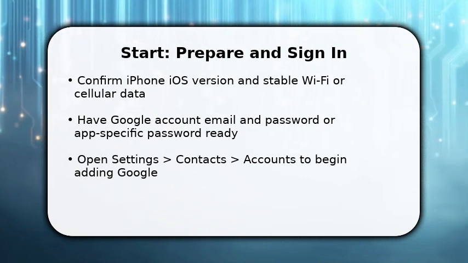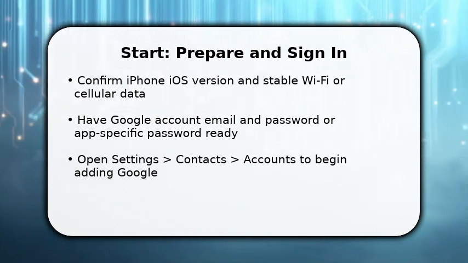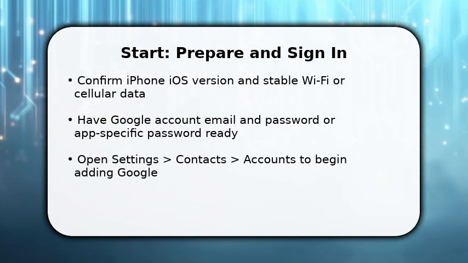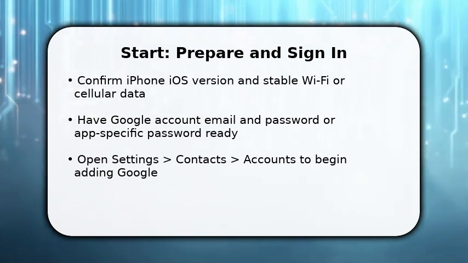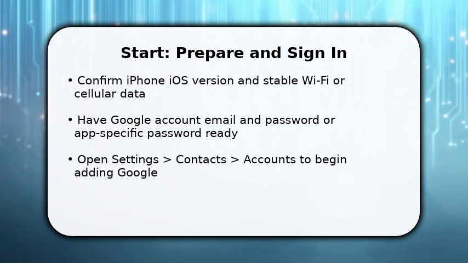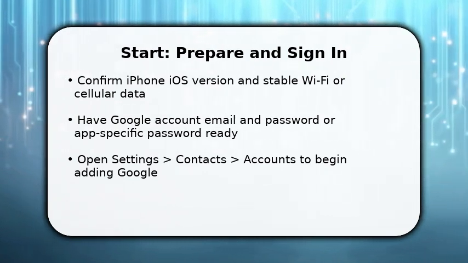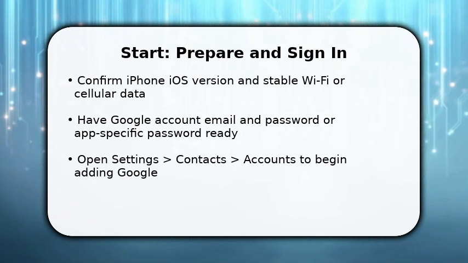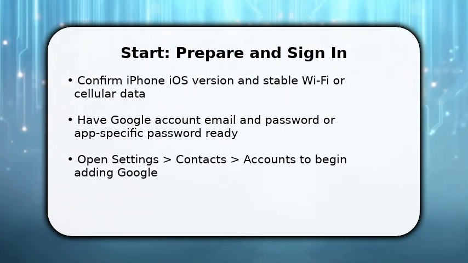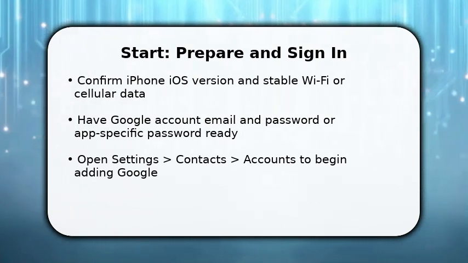Open Settings, tap Contacts, then Accounts. This is where you add an account. Choose Add Account and pick Google. Sign in when prompted. You do this now because authorization occurs once and lets contacts update automatically. Once done, you'll move to selecting what to sync and finalizing settings.